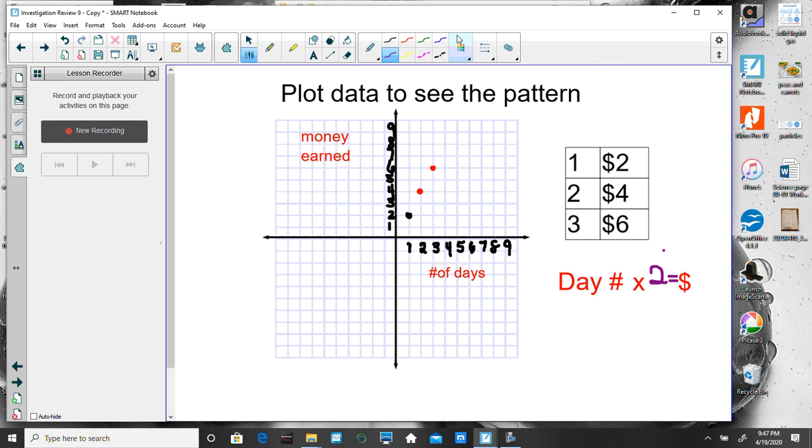I don't know why my pen doesn't want to work. Okay, well, we'll leave it like this for now.